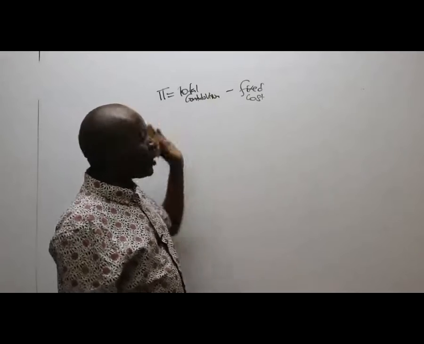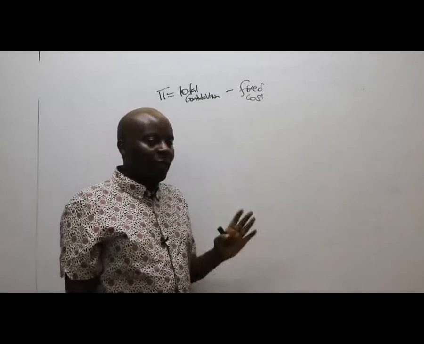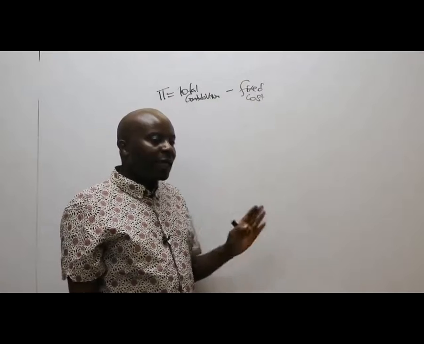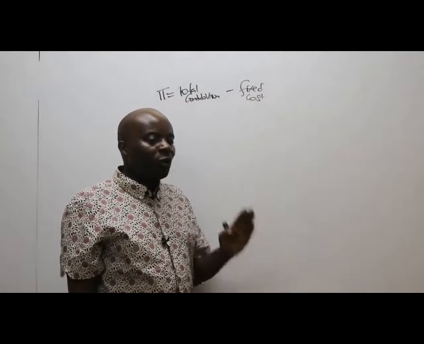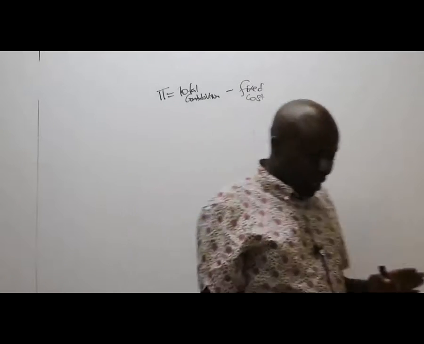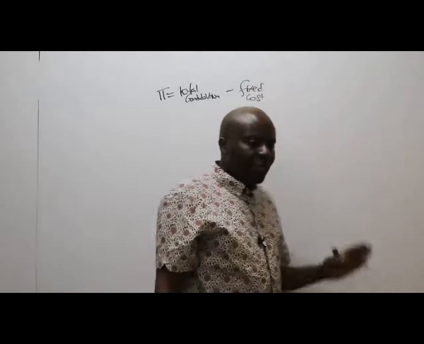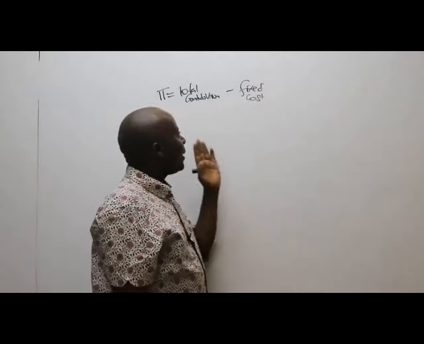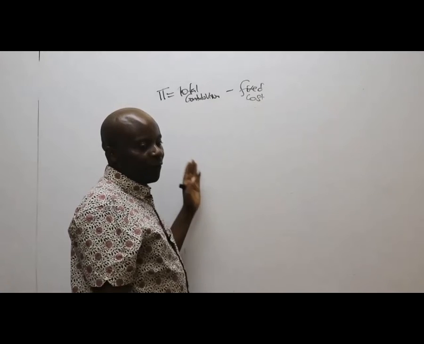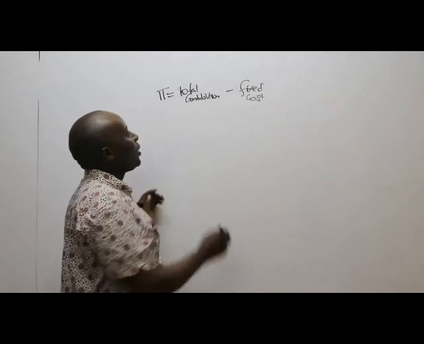This pi does not stand for 22/7. Pi stands for profit. Any organization that wants to get its total profit earned will always calculate it by taking the total contribution minus the firm's fixed cost. So how do we get this total contribution?